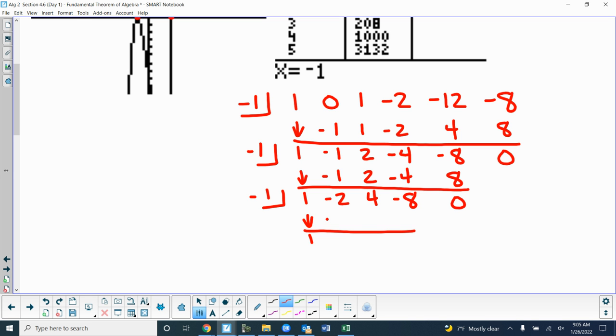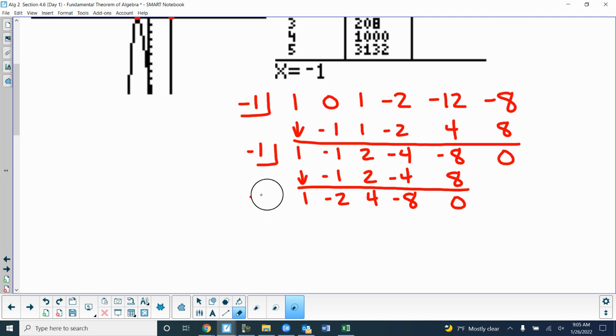-1 times 1, -1, so I get -3. -1 times +3, that's 7. So that's not going to work, is it? -8 and -7 is not going to give me a 0, right? So it only works twice.